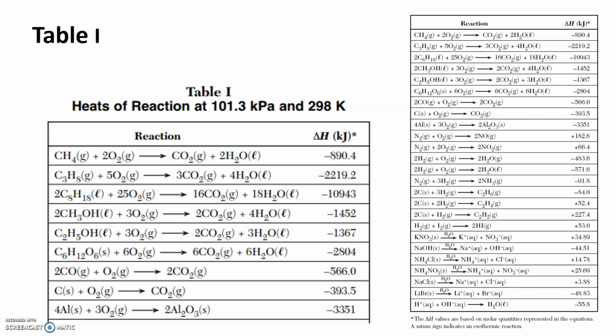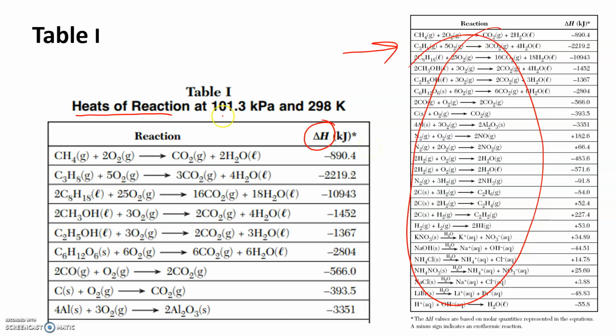Okay, so we're going to end our little talk here today with introducing you to Table I. And Table I, well, it's something else. This is it in its full glory right there. But basically, it's called heats of reaction. So it gives the delta H, the difference in energy between the reactants and products, for all of these reactions that you see right here.